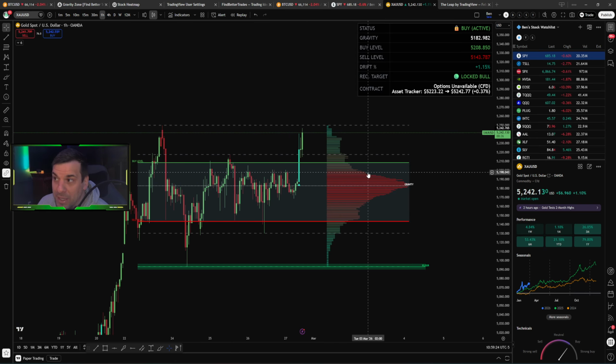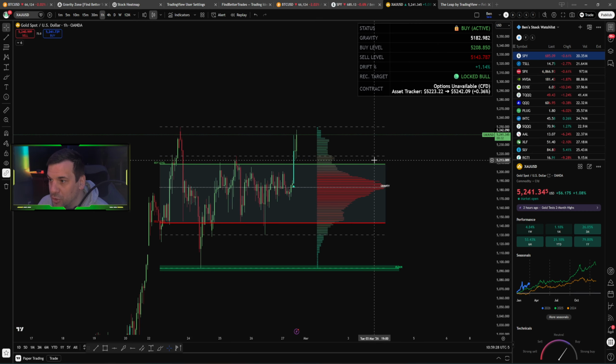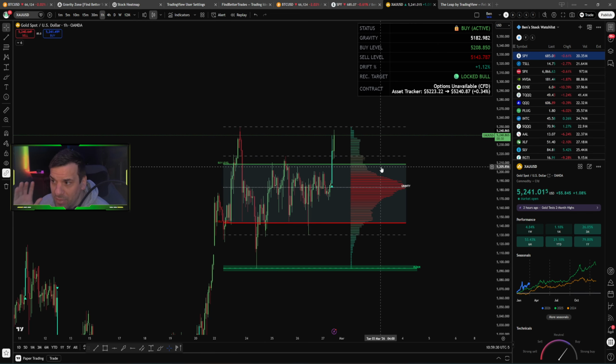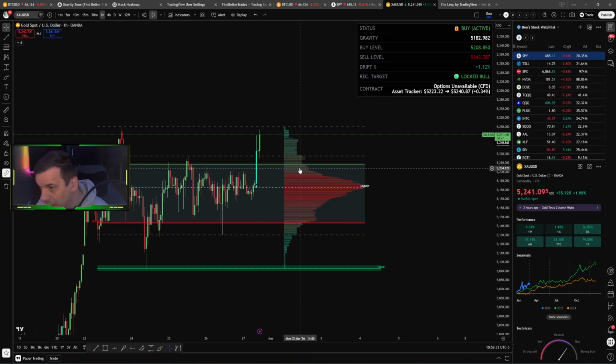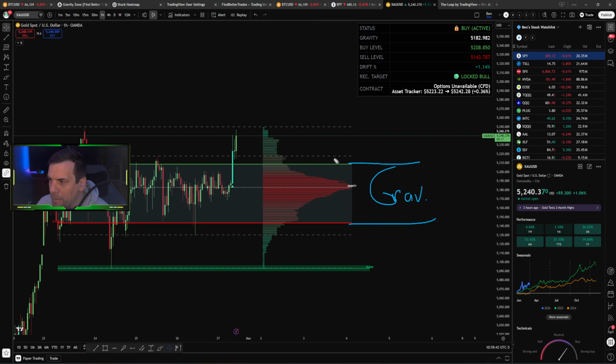I think it's going to be really awesome for a lot of you guys who want to do this type of trading. So now, here's what happened today on gold. We got an explosive move out of the gravity zone. This is the gravity zone, where price has been bouncing back and forth. There is a lot of volume.